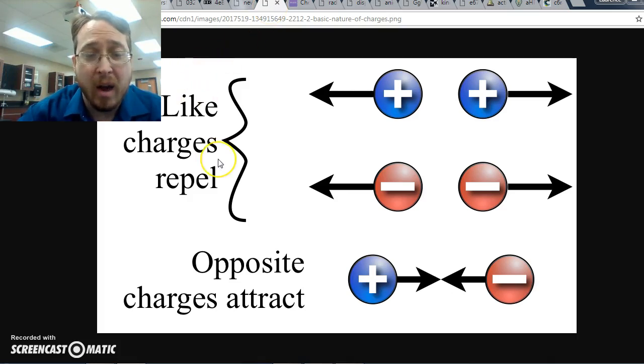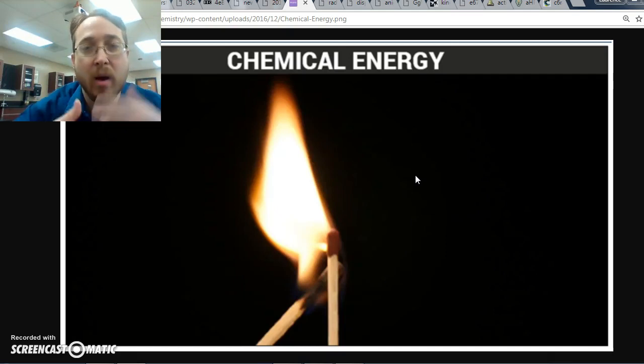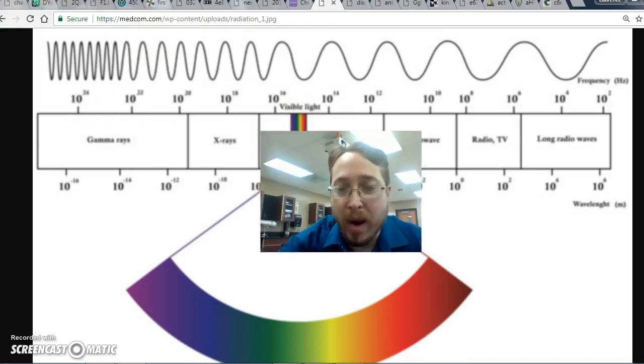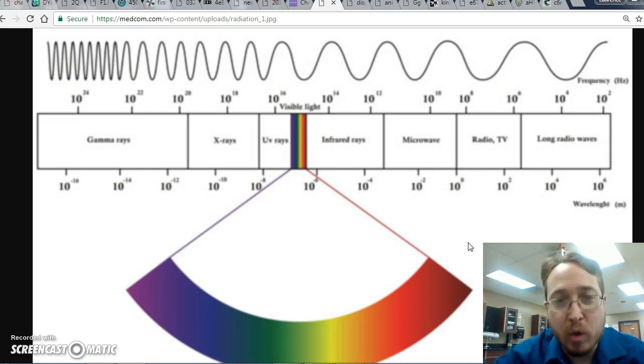We can see electromagnetic energy, which is the energy of charges and electricity. We have chemical energy, which is energy stored in molecules that can be released or absorbed as those molecules change their composition. We have radiant energy, energy that travels as waves through the universe, like light.